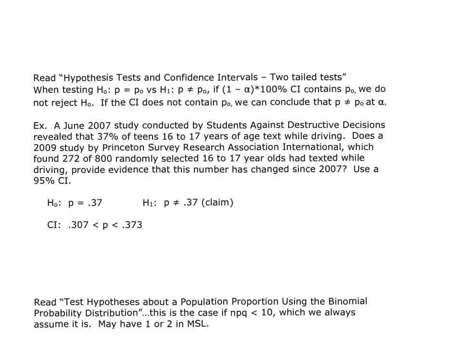The last thing we'll look at is hypothesis tests and confidence intervals, and this is only for two-tailed tests. You guys should read these pages in your text. Essentially what this is saying is that we can also use a confidence interval to make a decision, just like we've used the critical value and rejection region or the p-value methods. When testing a null that p equals our null value versus an alternative that p does not equal the null value, so again, this is just for two-tailed tests.